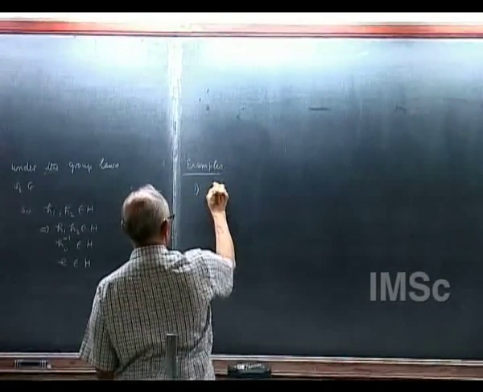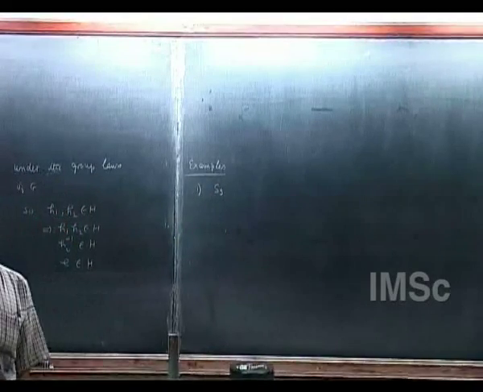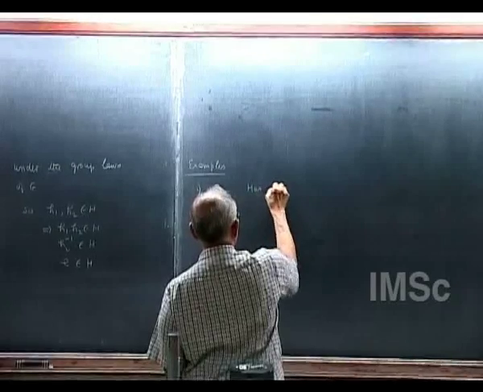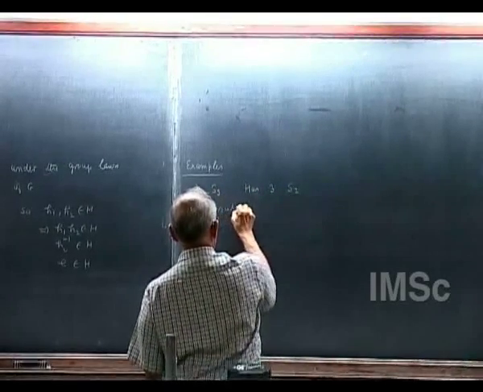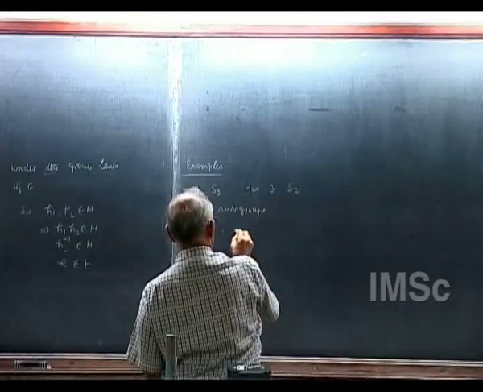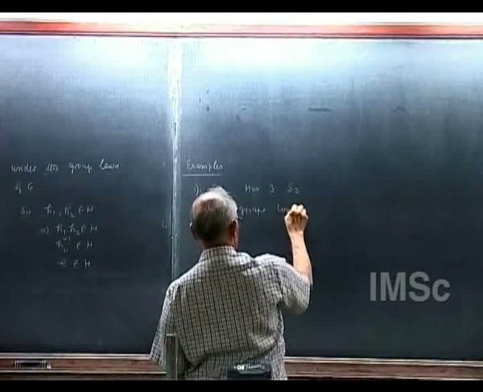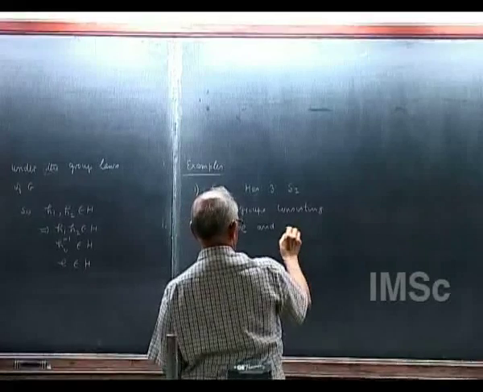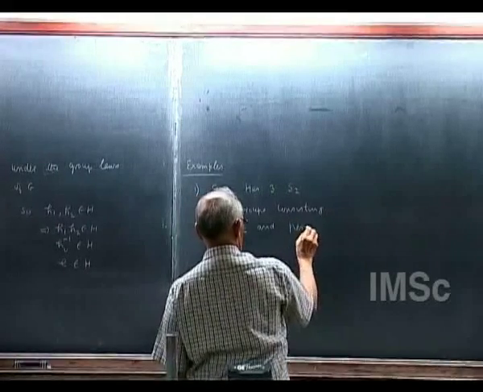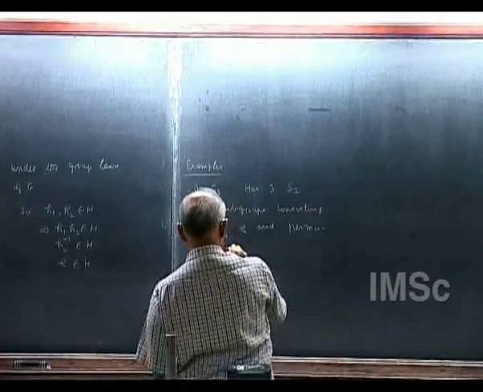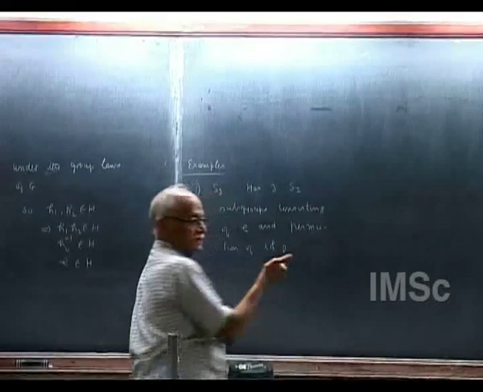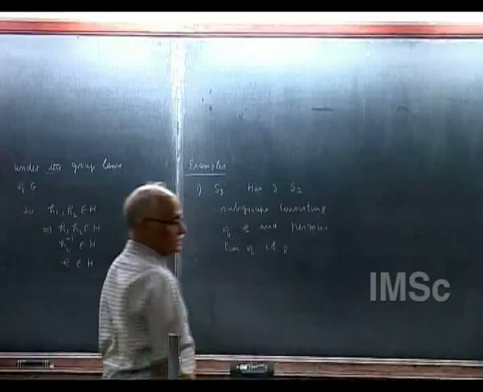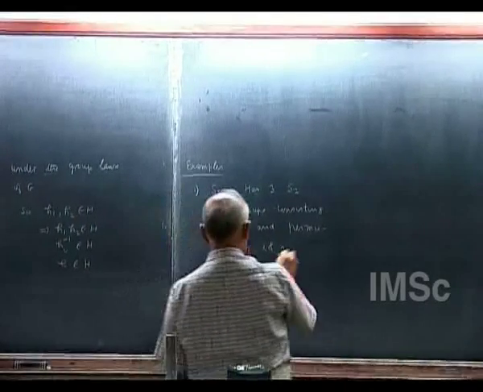Let me look, for example, at the group S3. S3 is permutations on three objects, and this has three S2 subgroups, consisting of the identity and the permutation just transposing two of the elements. So there are three such subgroups, all of which are isomorphic to S2, and they are clearly isomorphic to each other.